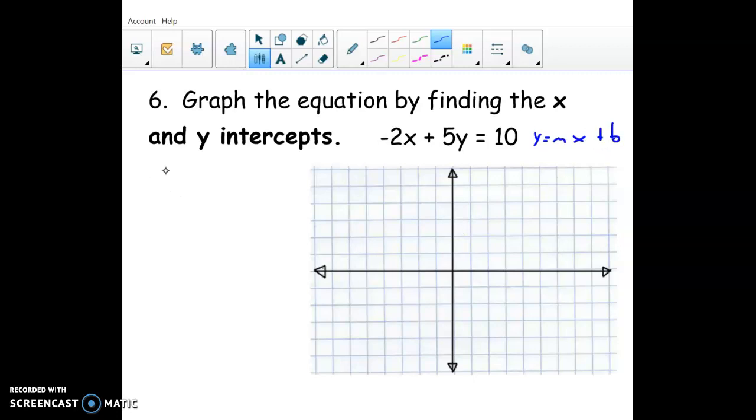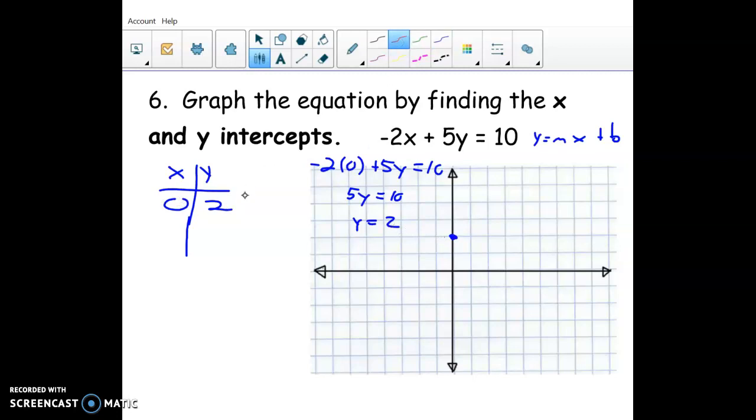So the other way to find the intercepts is to remember that they're the 0 points. So in a table, if you make x 0, that'll make it where it crosses on the y-axis. Okay, and if x is 0, we have negative 2 times 0 plus 5y has to be 10. So 5y has to be 10, meaning y is 2. Okay, so that would be our y-intercept, right? 0, 2.